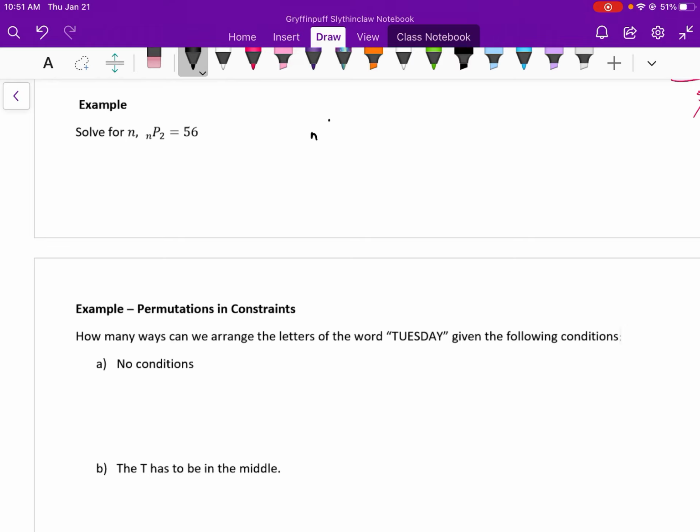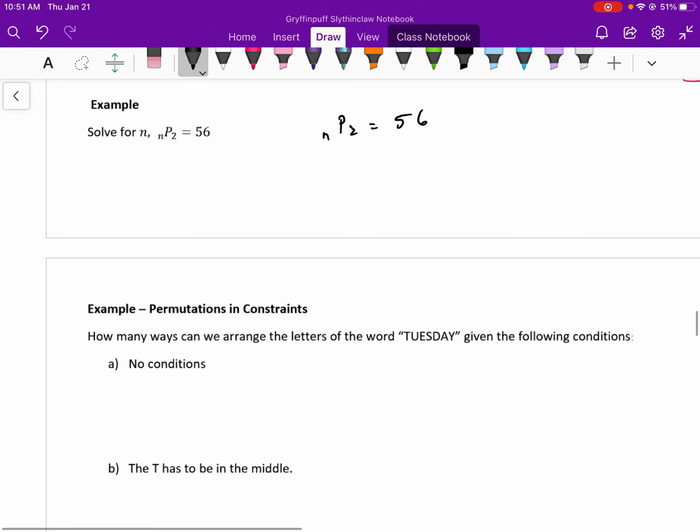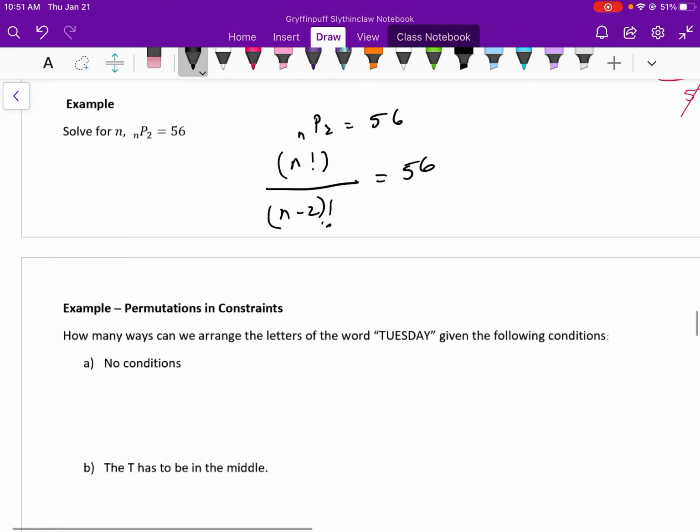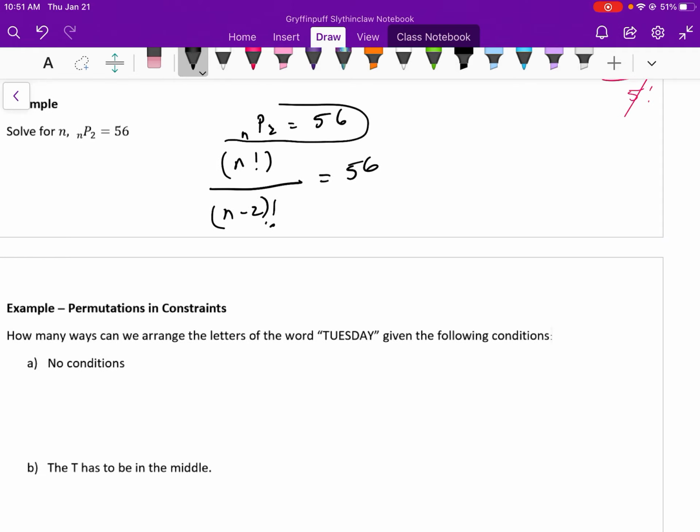All right, for the next example, we're going to solve for n. nP2 is equal to 56. Well, nP2 is equal to 56, so I'm going to try to algebraically manipulate the left-hand side. So nP2 can be written as n factorial divided by (n minus 2) factorial is equal to 56.